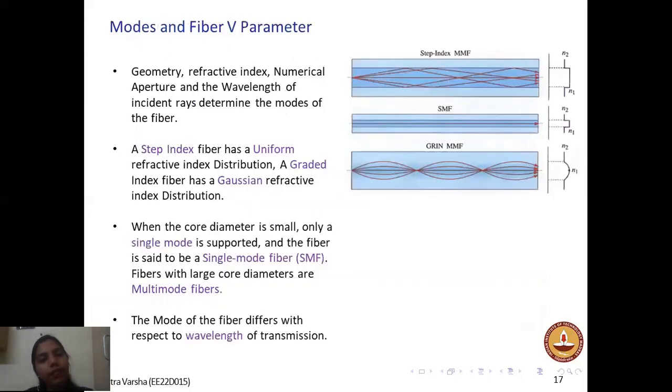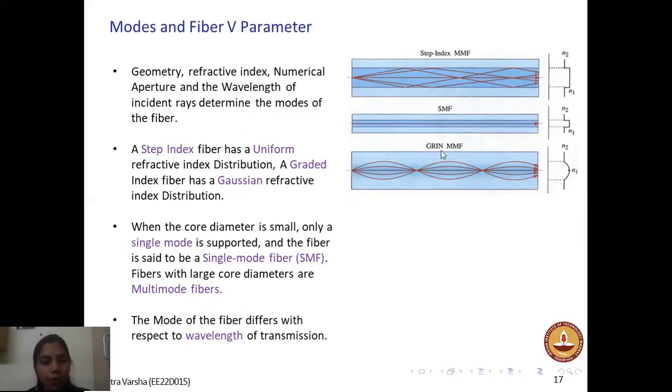Modes and the fiber V parameter. The number of modes, the number of ways a ray can travel inside the fiber, depends upon the geometry of the fiber, the refractive index of the core and cladding, the numerical aperture, and the wavelength of the incident rays. The step index has a uniform distribution, a gradient index has a Gaussian distribution.